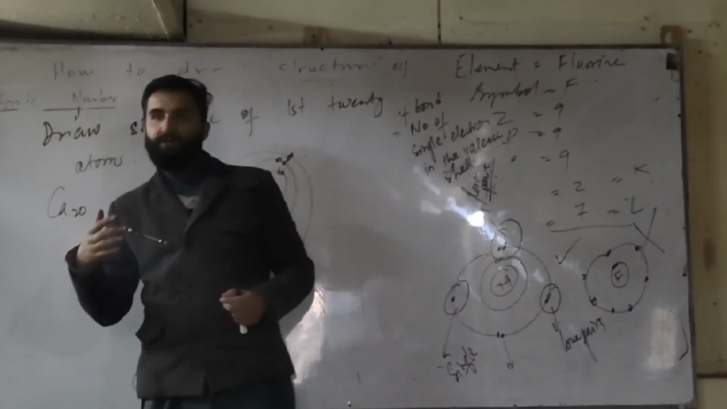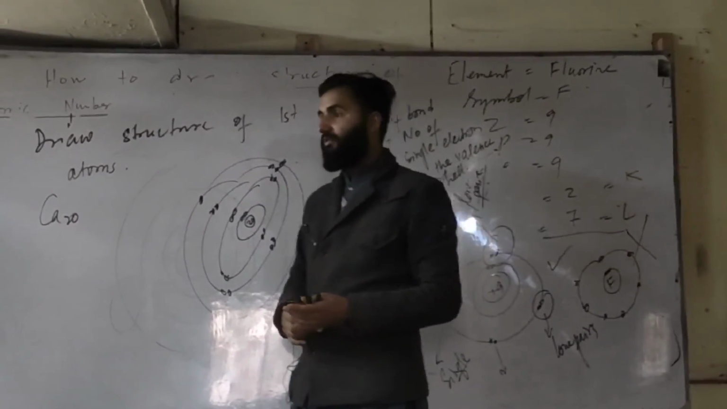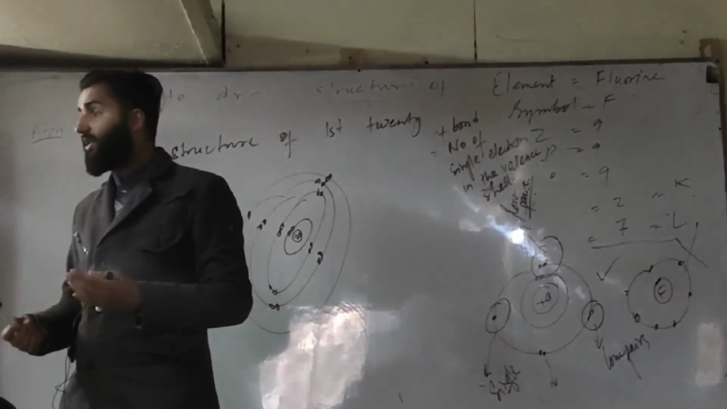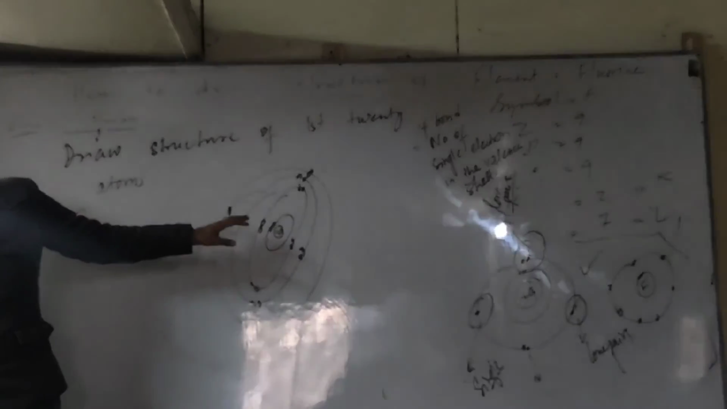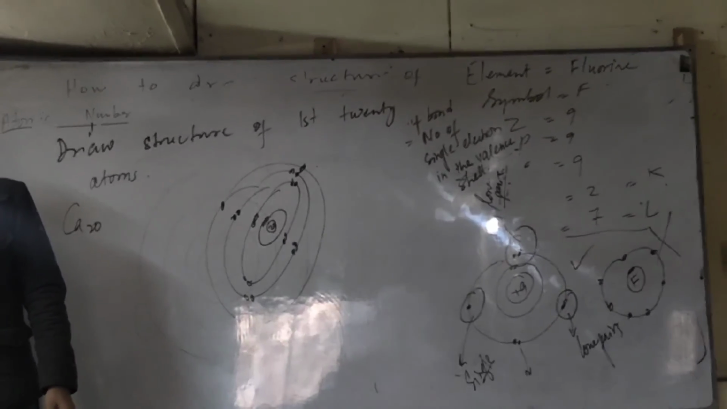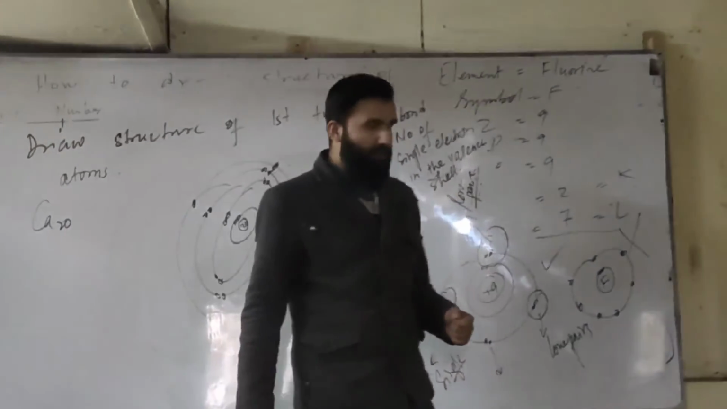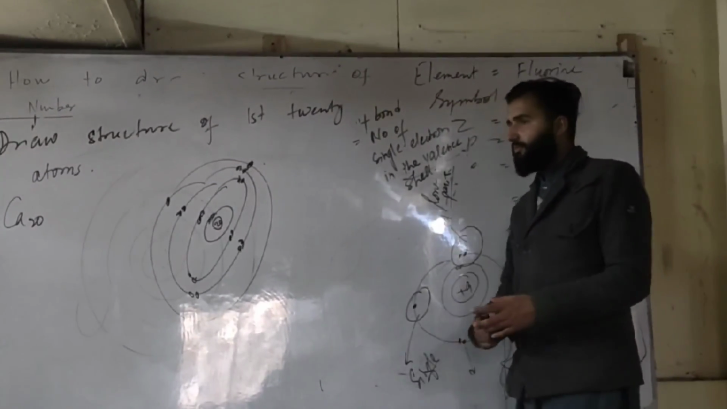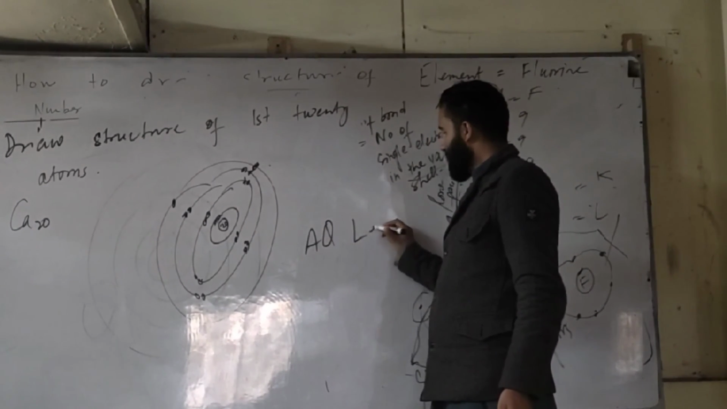By doing such exercises you will be able to know about the formation of bonds, whether it will be a covalent bond or an ionic bond, just by seeing the structure of an atom. Just by seeing the structure of an atom, you will understand all these properties. Clear? If you still have problems, you can watch my lectures on YouTube. My channel name is AQ Lectures.